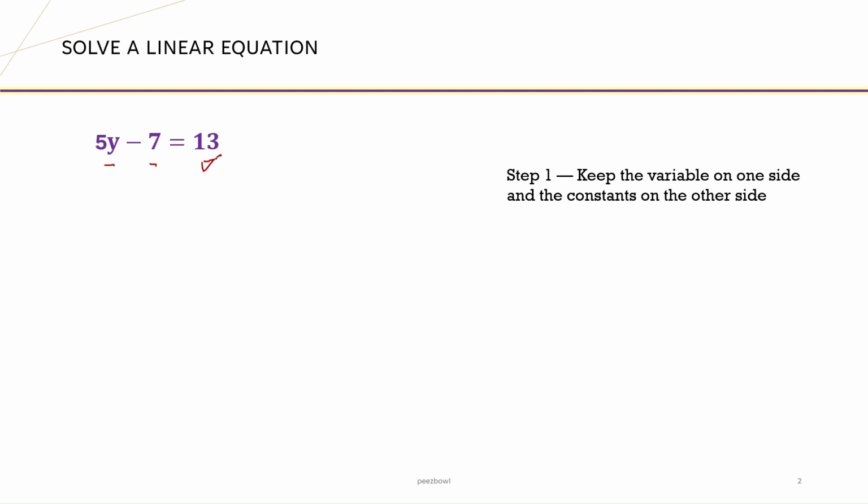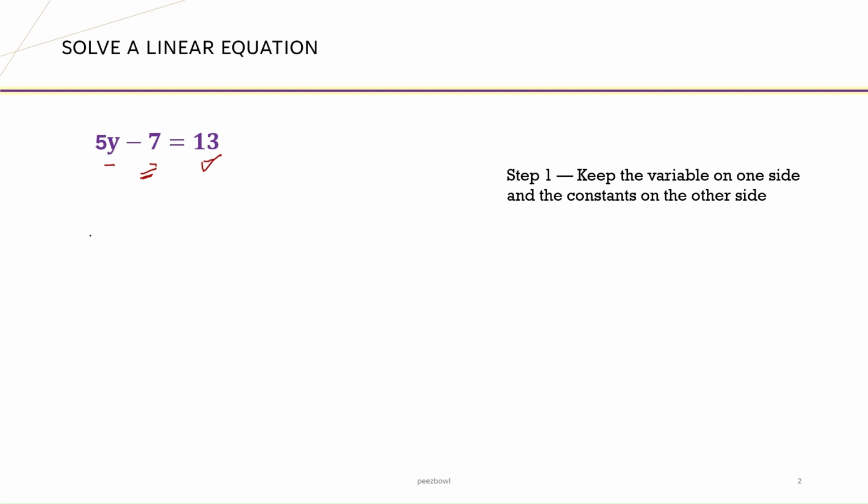Since we already have the constant 13 on the right hand side, we want to remove the constant 7 from the left hand side. Because on the left hand side 7 is subtracted, we need to add 7 to cancel it out. But remember, an equation must remain balanced, so whatever we do to one side of the equation, we must do the same to the other side. Therefore, we also add 7 to the right hand side.